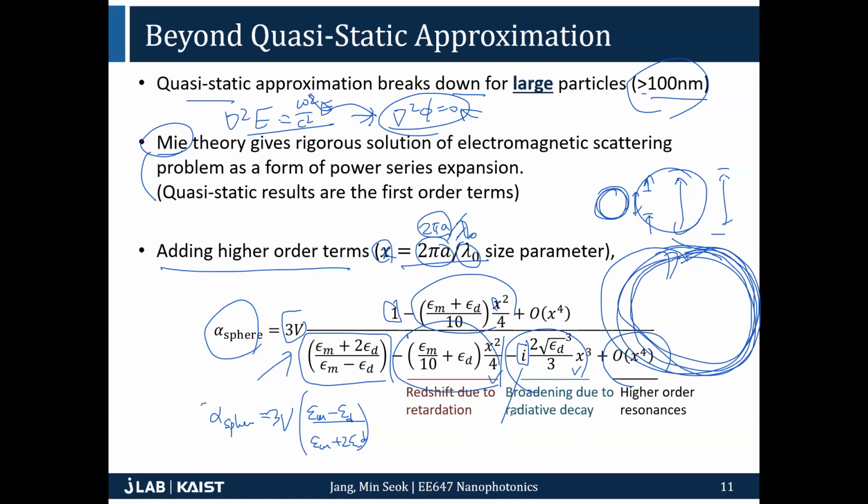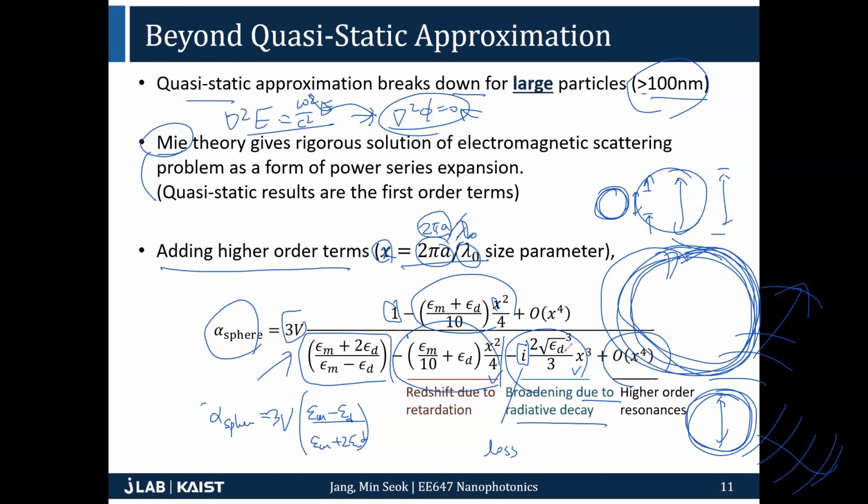Okay, so I is, of course, an imaginary part, and adding an imaginary part basically means adding loss to the system, right? Why does this loss appear? Because if the particle becomes large, then you should take into account that this particle loses its energy due to radiative decay. What I mean by radiative decay is that as this particle plasmon oscillates, it actually emits radiation into free space, and that's how your particle loses its energy into free space.